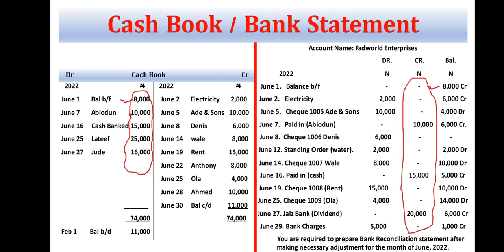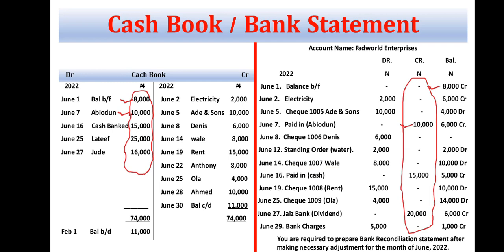On June 7th, we have Abiodun 20,000, which means a check received from Abiodun for 20,000, which is debited to the cash book. Let's look at the bank statement. On June 7th, you can see we also have an entry for Abiodun, which is 10,000 naira. So we have an entry for Abiodun 10,000 naira.